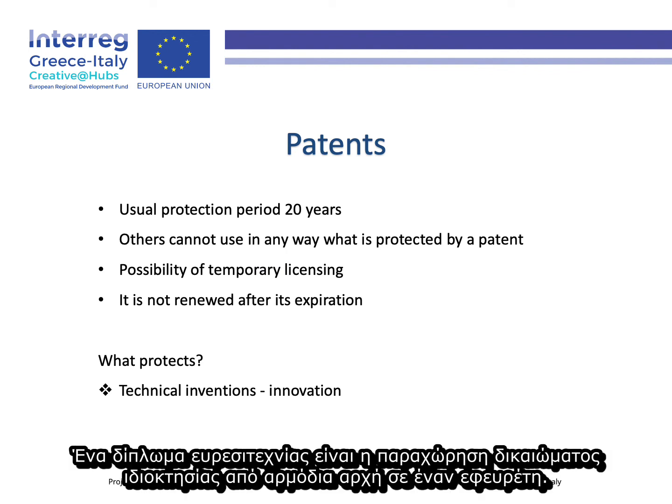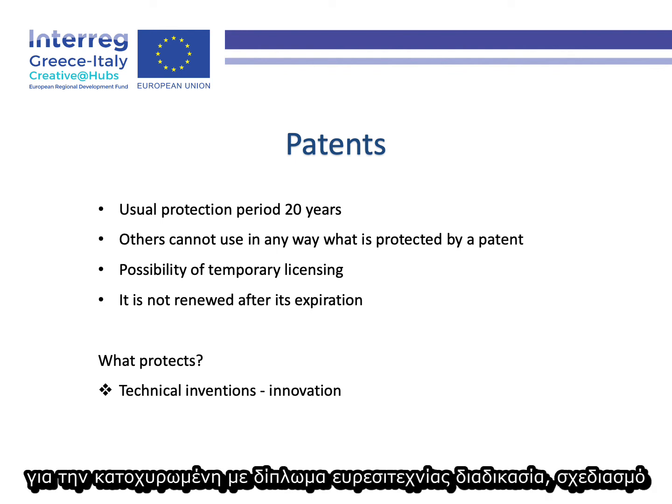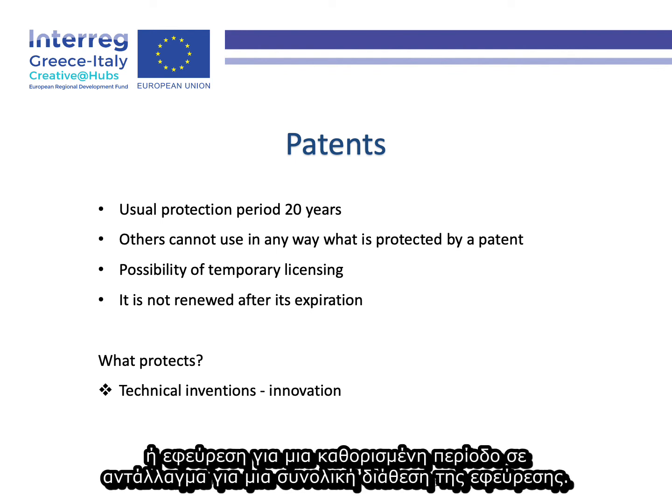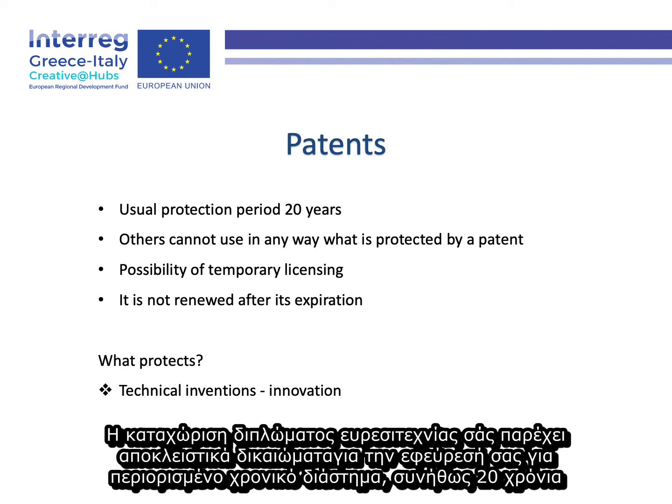A patent is the granting of a property right by a sovereign authority to an inventor. This grant provides the inventor exclusive rights to the patented process, design, or invention for a designated period in exchange for a comprehensive disclosure of the invention. They are a form of incorporeal right. Registering a patent gives you exclusive rights over your invention for a limited period, normally 20 years.